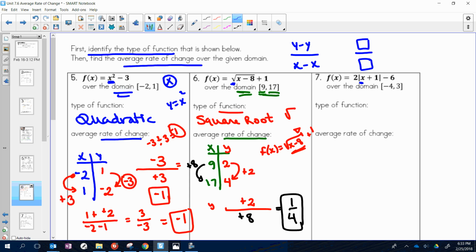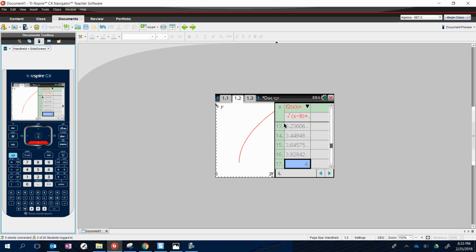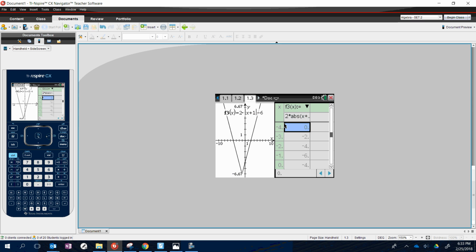All right, so now we're looking at the absolute value function here. I'm going to set my table up before I go to my calculator. I'm looking from -4 to 3. That's the domain. I'm going to look at the graph. I'm going to take a look at the picture for a second, too. So let's look at this. Control, next page. I already typed in the function.